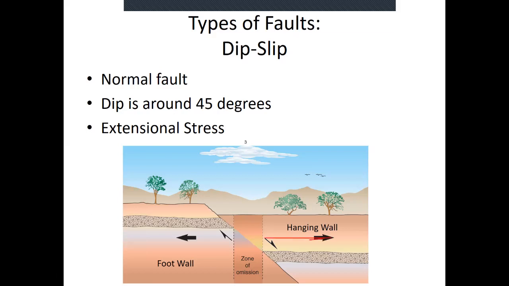So extensional stress. The rock is being pulled this way, and this way. What happens is this side of the fault, which is known as the hanging wall, slides down, and this side of the fault is known as the footwall. It slides up. In a reverse fault. Sorry, in a normal fault.